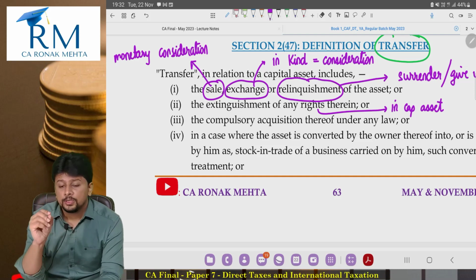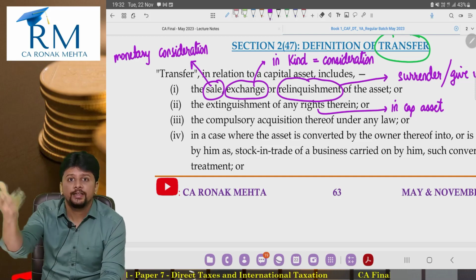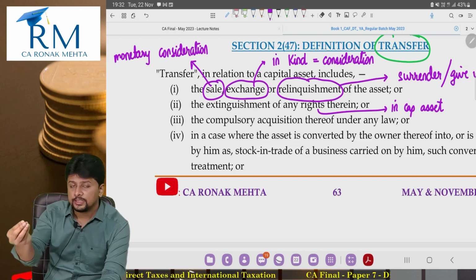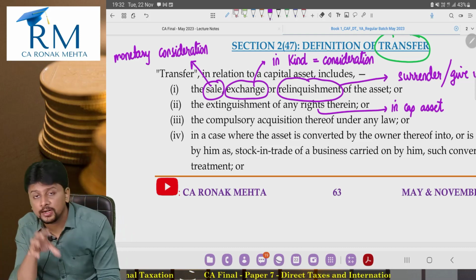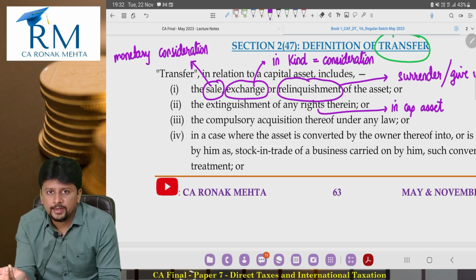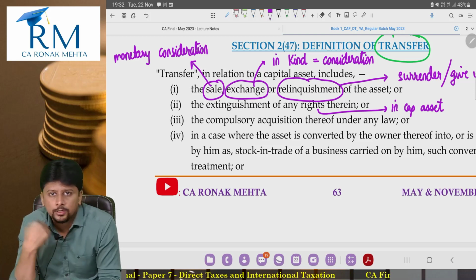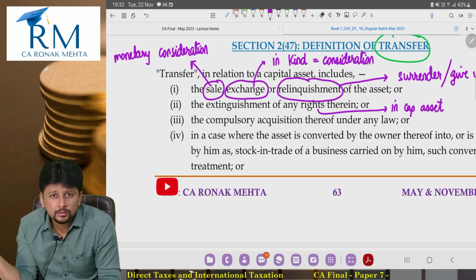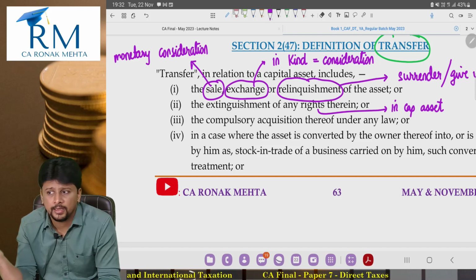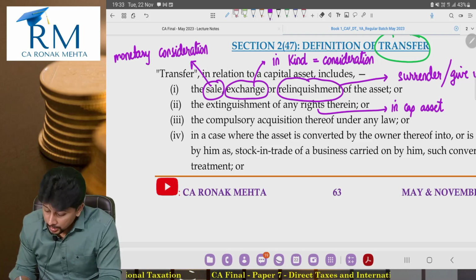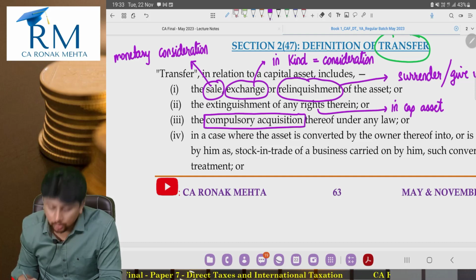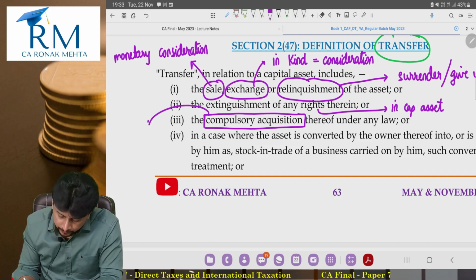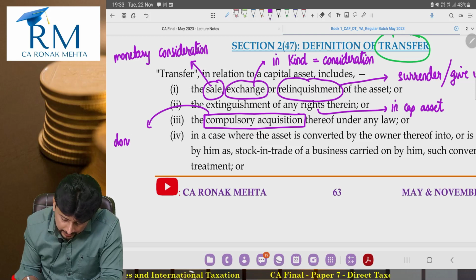When you surrender the capital asset only, it is relinquishment. When you surrender your right in that capital asset, it is extinguishment of the right. But quite frankly, whether you call it as extinguishment or relinquishment, everything is transfer. So capital gains will be taxable in every case. Compulsory acquisition under any law. Compulsory acquisition will be done by the government.